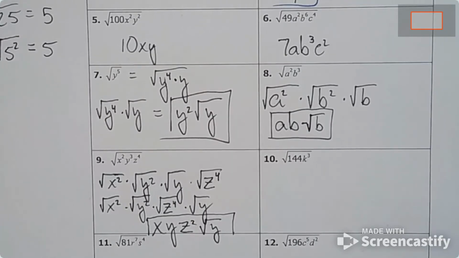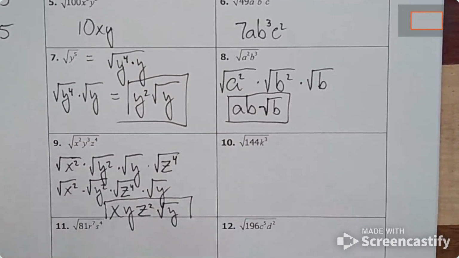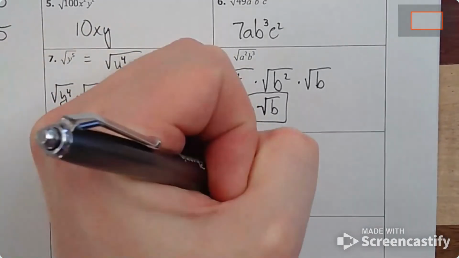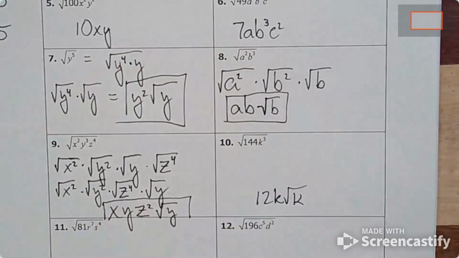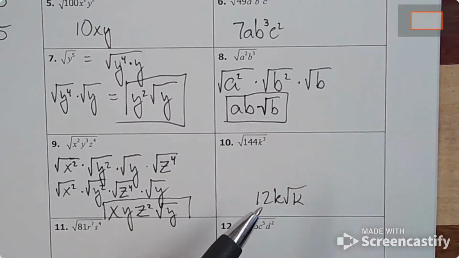Now, once you start to get pretty good at this, you'll be able to look at a problem like number 10, and you'll be able to just say, all right, the answer is 12k root k. That's the answer. Now, I'm going to show you the in-between step here, but the more you work with these, the more you'll be able to kind of separate things out just using mental math.